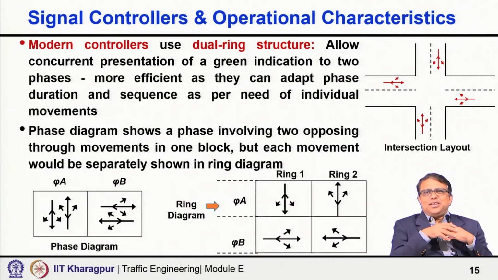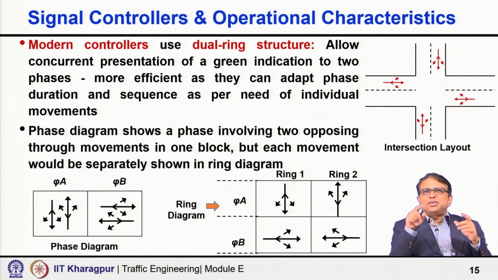These days most modern controllers use a dual ring structure. Now, what is a dual ring structure? This dual ring structure allows concurrent presentation of a green indication to two phases, and these kinds of controllers are considered more efficient. Why? Because they can adapt the phase duration and sequence as per the need of individual movements. In earlier times most controllers did not have a dual ring structure, it was a single ring structure.